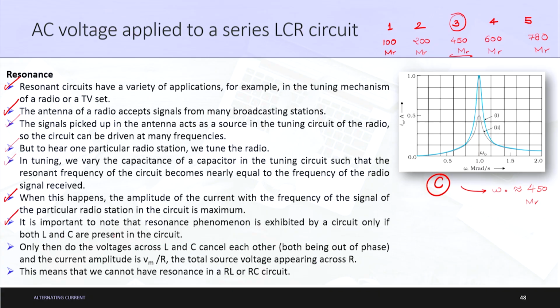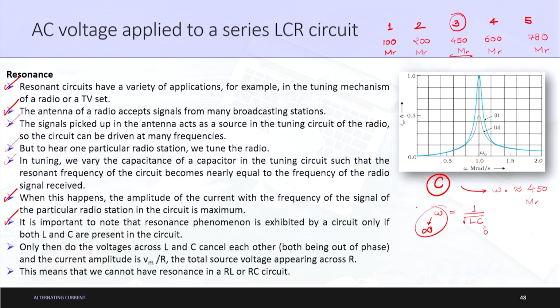It is important to note that the resonance phenomenon is exhibited by a circuit only if both L and C are present in the circuit. It is very important that L and C both are present, because the value of omega naught which we obtained was equal to 1 upon root LC. Let us suppose L is not there, then the value of omega naught will come out to be infinite. Or even if C is equal to 0 and there is a value of L, then also the value of omega will come out to be infinite.